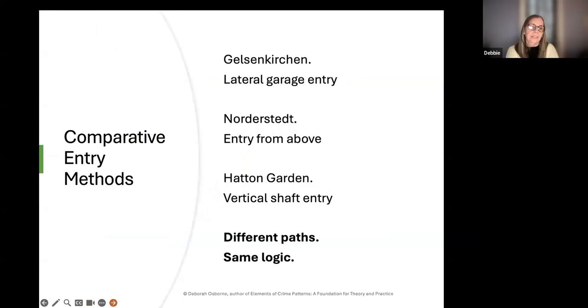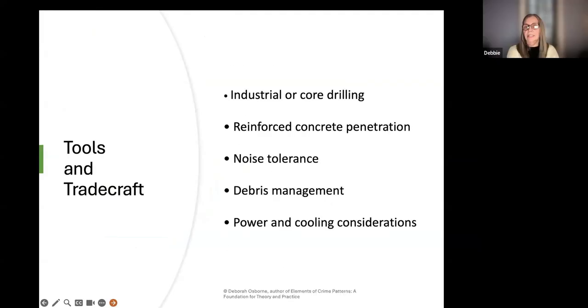So you see, the methods were comparative. They were different paths, but the same logic: lateral garage, entry from above, vertical shaft. If you were querying all the crimes with the vertical shaft or an elevator or whatever, you wouldn't come up with the other ones. And that's where thinking also arises.